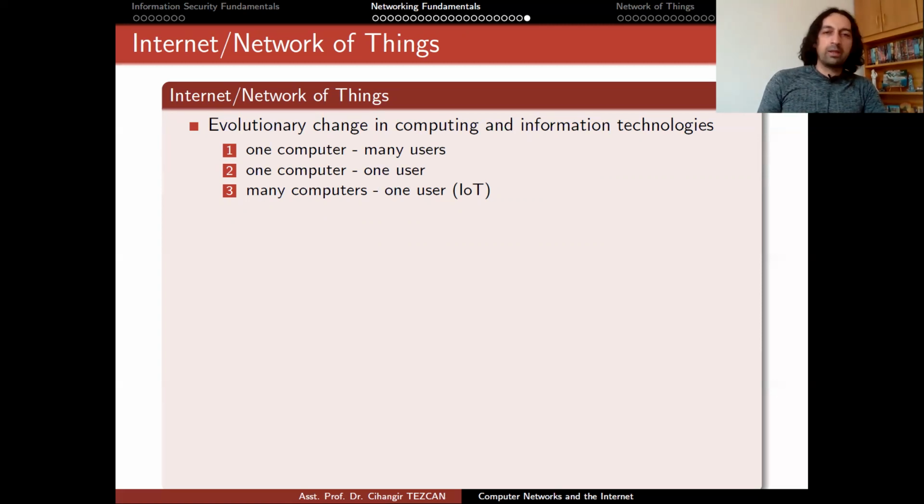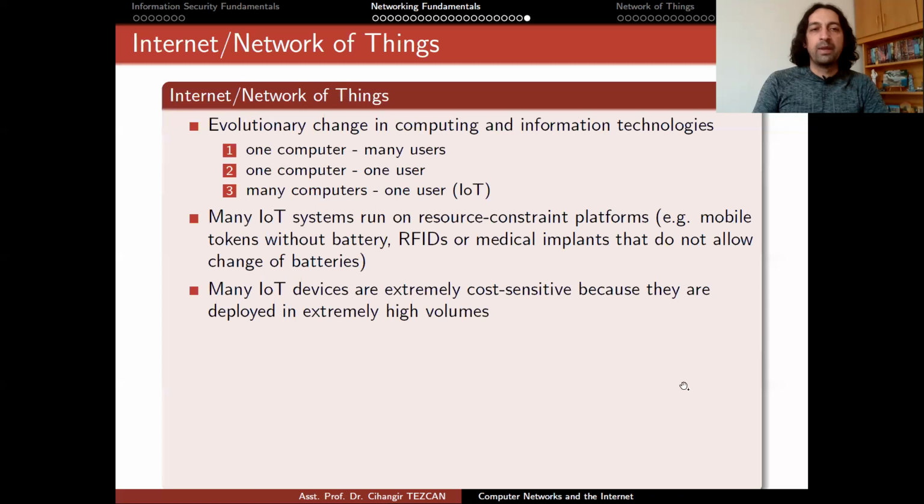In this case, a single person might have more than one desktop computer and more than one laptop, but we also have smartphones, tablets, smartwatches, and so on and so forth. When I say many computers, I'm actually referring to every device that has computational capacity and communication capacity. So this is how I see the Internet of Things. Many Internet of Things systems run on resource-constrained platforms, for example, mobile tokens without battery, RFIDs or medical implants that do not allow change of batteries.